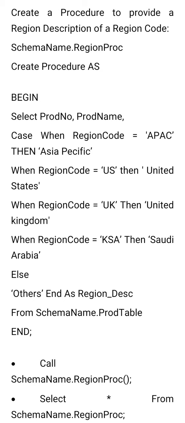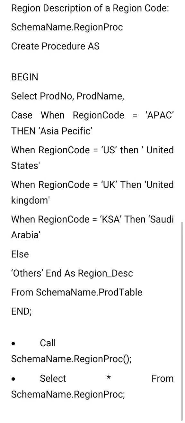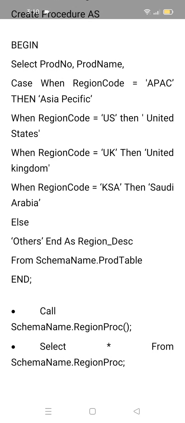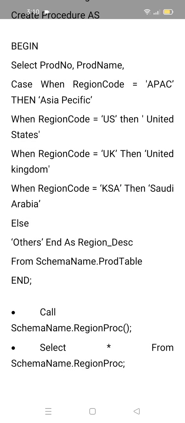When it is KSA, then it is Saudi Arabia. If it is not from any of the four above region codes, I have written the else part. The else part gets executed and I get the value as other. So this United Kingdom or Saudi Arabia, all these values are stored in a new column that I have defined as region_description. The product number and product name fields are taken from the product table, from schema name dot product table. So this is how we basically create our stored procedure.